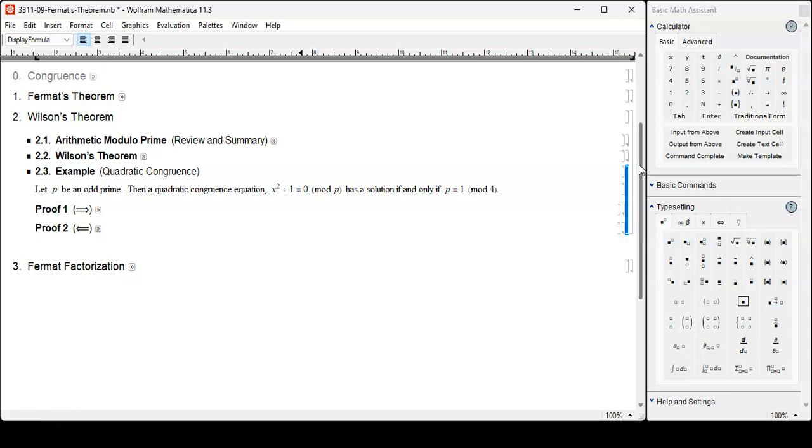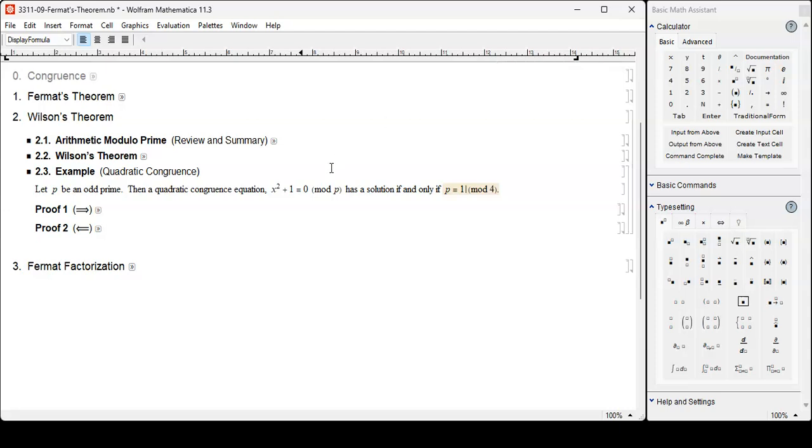Let's count everything in. Okay, here's a problem. p is an odd prime. Then a quadratic congruence, x squared plus 1 is congruent to 0 mod p, has a solution if and only if p is congruent to 1 mod 4.